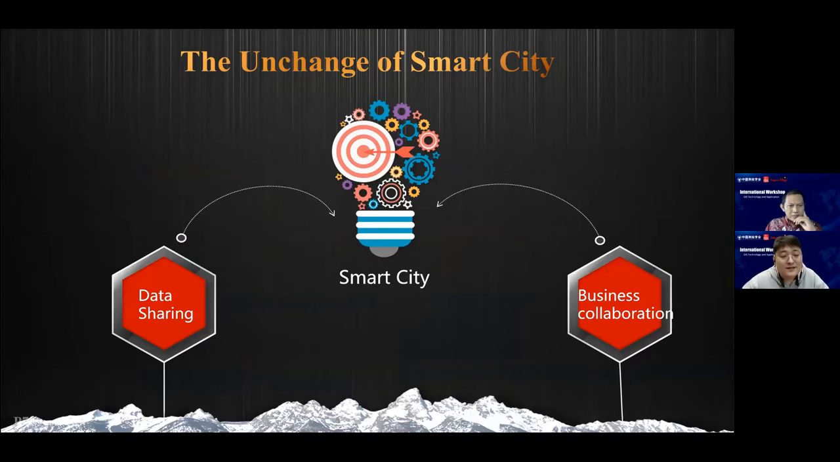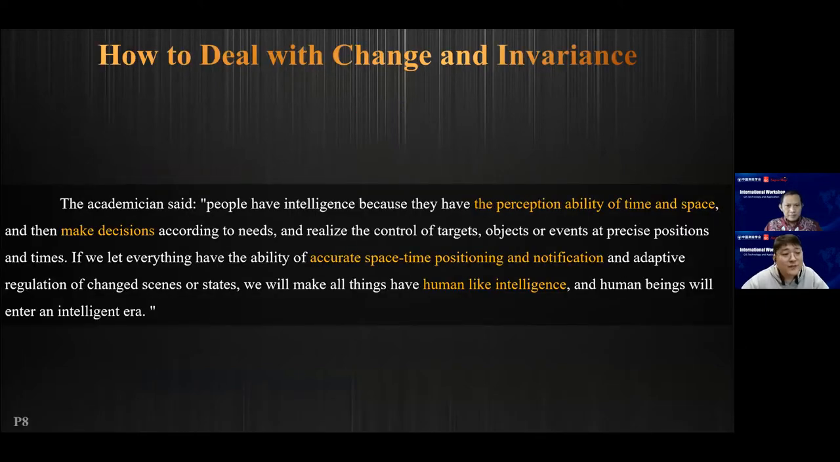So whether it is a smart city, a new smart city, or a digital city, there are two internal problems to be solved. They are data sharing and business collaboration. So these are the end changes of smart city. And so how to deal with the change and end change?